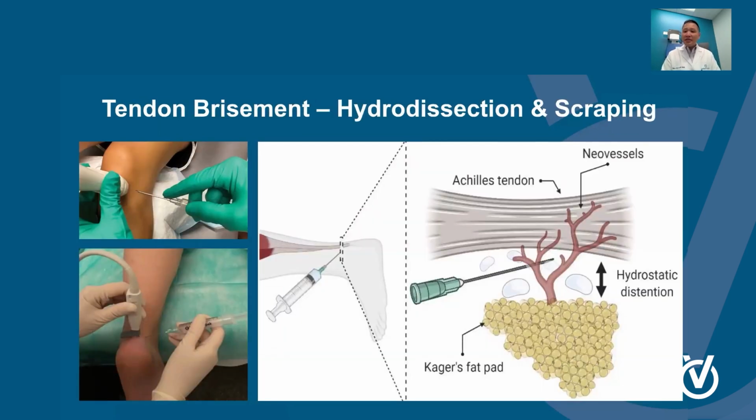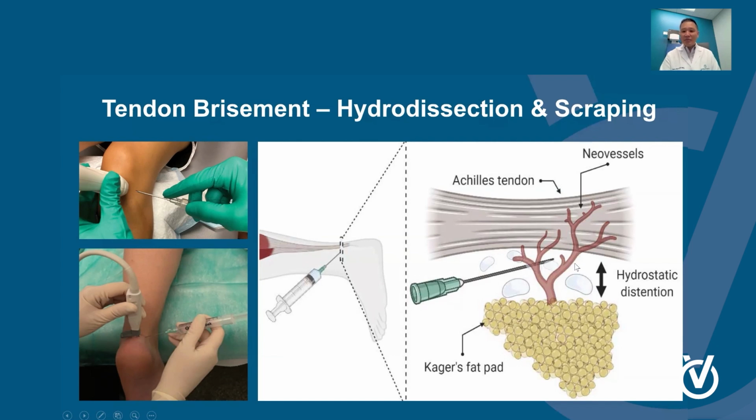So there's a procedure that we can do to help that. That's called tendon Brisement, also called tendon hydrodissection and scraping. That really describes two different components of the procedure, where we basically try to break up those connections, kind of break up that connecting and bridging abnormal blood vessels and abnormal nerves in order to give the tendon a break from that degenerative invasion from those blood vessels and nerves, and allow the tendon to heal and remodel with other things like physical therapy. We can do this to both the patellar tendon and the Achilles tendon, and here's a diagram showing what that might look like.